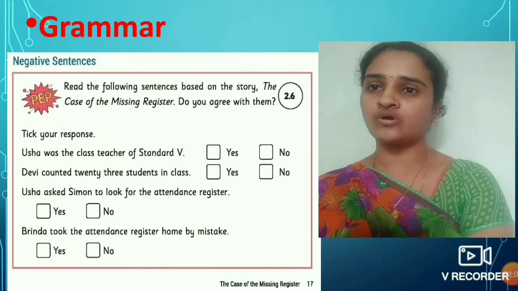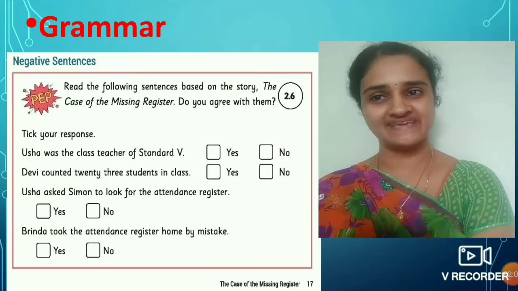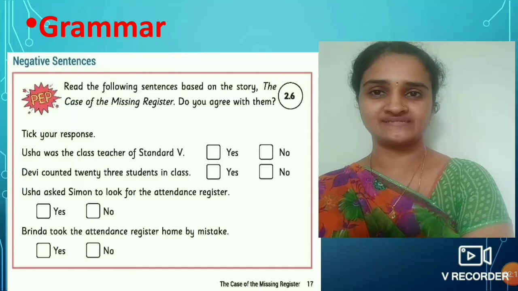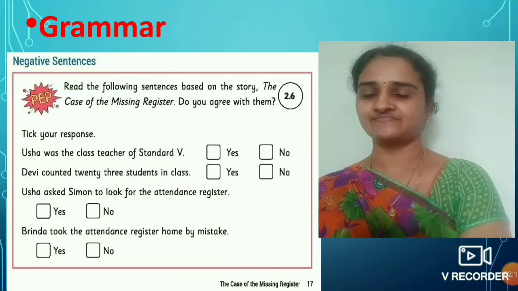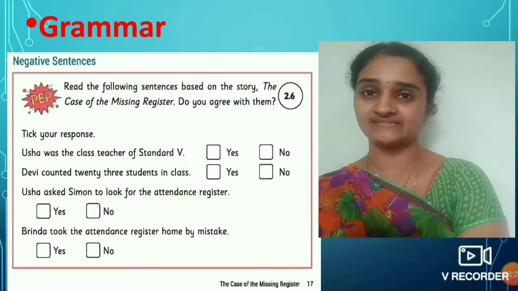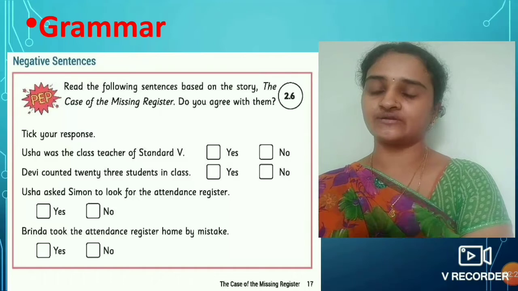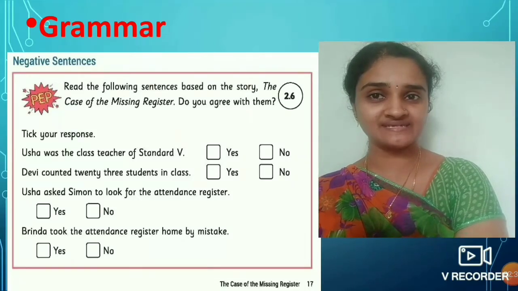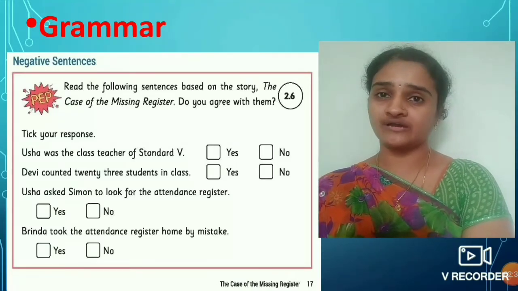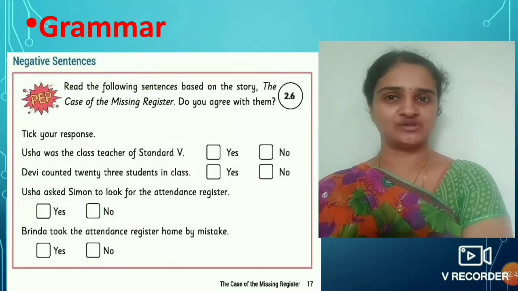First one. Usha was the class teacher of Standard 5. Yes or no? Yes. Devi counted 23 students in class. Is it yes or no? Yes. Usha asked Simon to look for the attendance register. Is it yes or no, children? Yes. Brinda took attendance register home by mistake. Did Brinda take the register? No. Isn't it? Children, so if you agree to the sentence, it is yes. If you disagree to the sentence, then it is no.